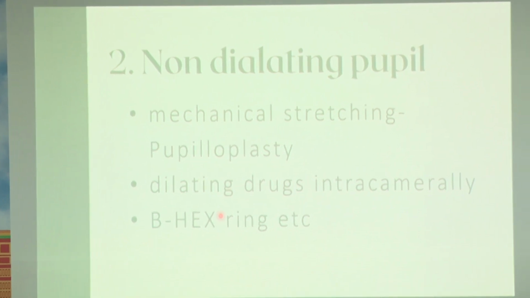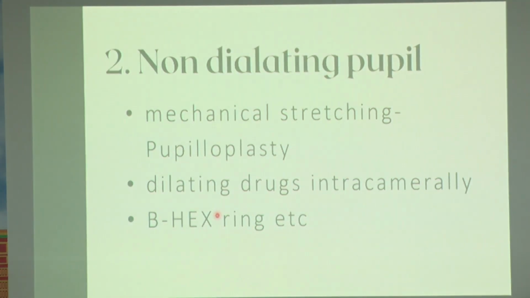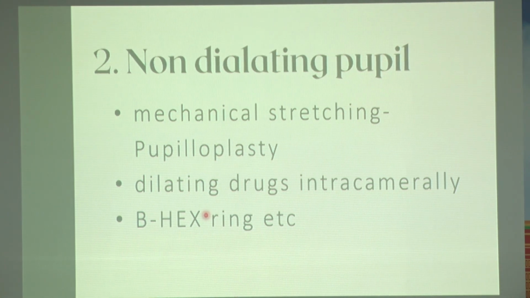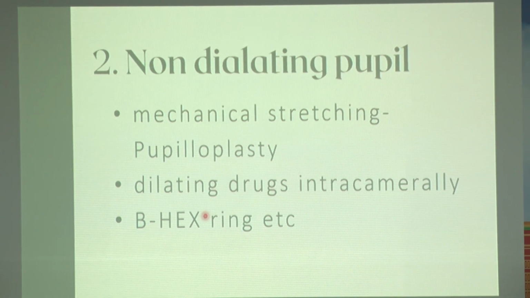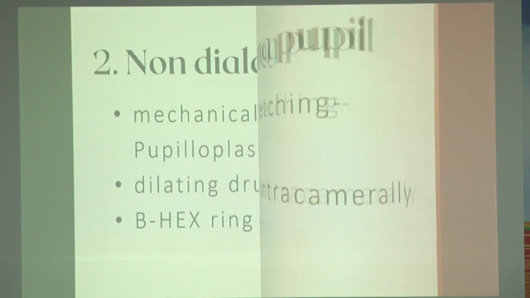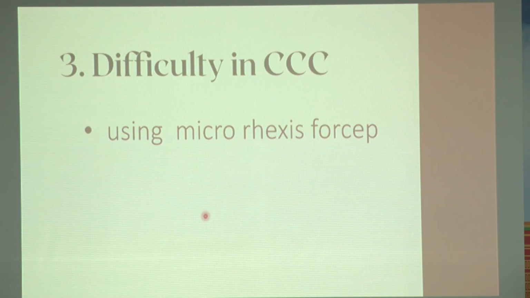Non-dilating pupil: there are many ways to deal with this situation. We can go for mechanical pupilloplasty, dilating drugs, or a B-hex ring. Difficulty in CCC: as the stretch of the zonules is not equal all over the capsule, the chances of the rhexis going out are always high. For this, we can use micro-rhexis forceps.